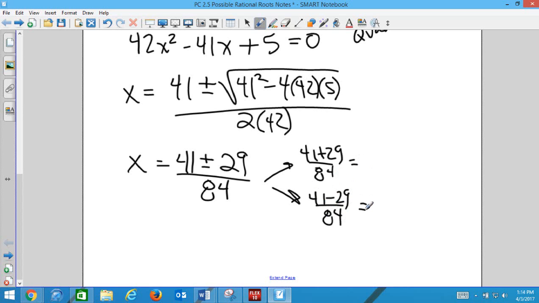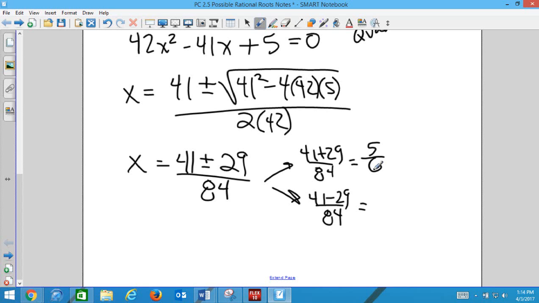What's the first answer? I don't want a decimal. I want a fraction. 5 over 6, yeah. And how about 41 minus 29 over 84?